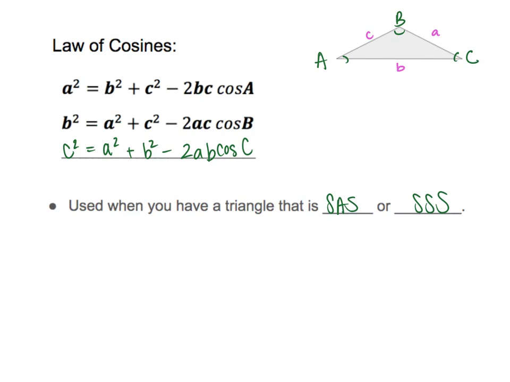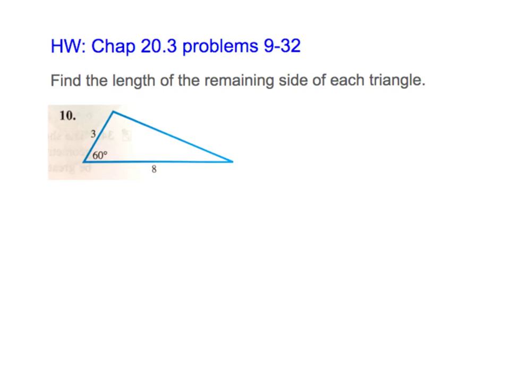So we're going to be practicing using law of cosines to solve out a triangle in the next slide. All right, so these are some problems you can find in chapter 20.3, and these are problems 9 to 32. First off, it's asking to find the length of the remaining side of the triangle. So in this case, you are given two sides of the triangle and you're missing one side.